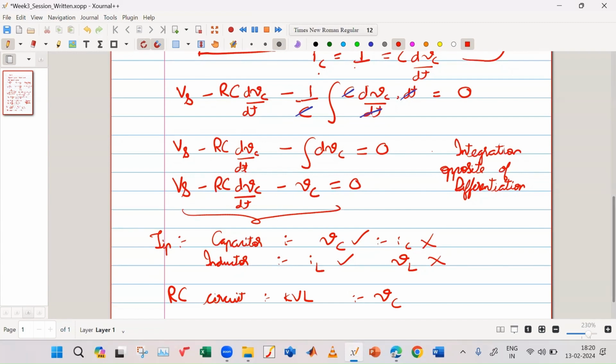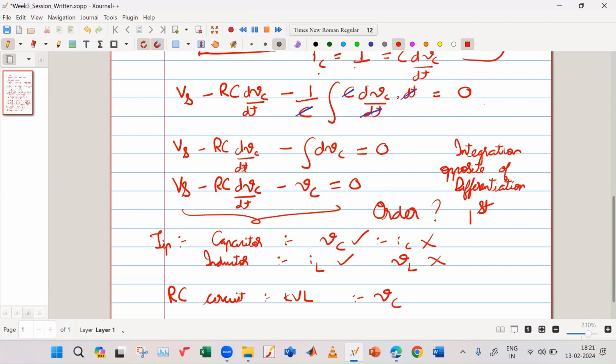So what is the order of this differential equation? Who will tell me? First order. Okay. So this is a first order differential equation. Why? Because there's a single derivative, just the first derivative is there. If there is the second derivative, then it becomes a second order system.